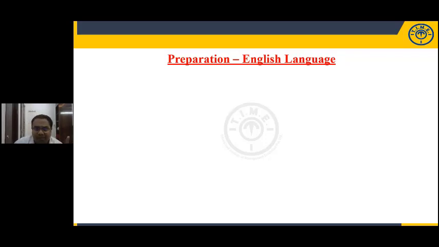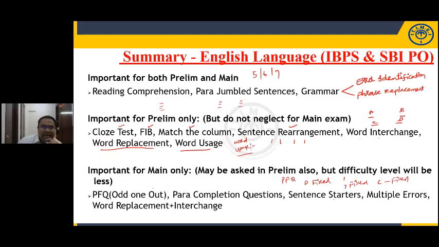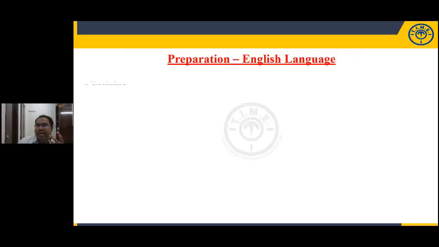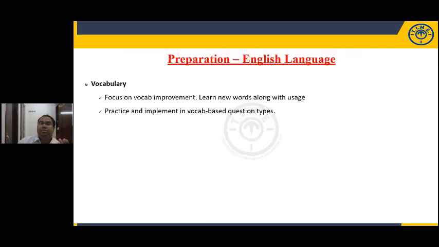But if you see here, the question types, particularly match the column, or you look at word interchange or word replacement or word usage, fill in the blanks, most of your vocabulary is asking you the application part. So simply by hearting the words and saying I have hearted 1000 words, 2000 words will not help you in your examination. You need to focus on the usage part of the word. How to use that in a sentence.